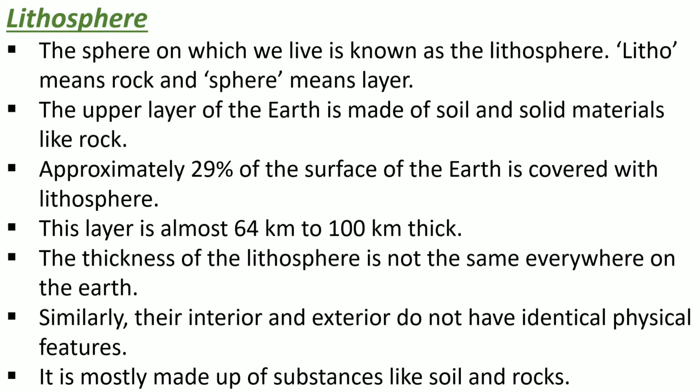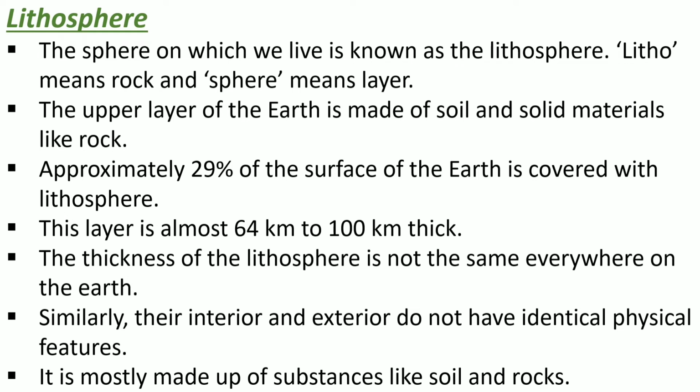Now moving towards the main part of the chapter, that is lithosphere, the first sphere of the earth. The sphere on which we actually live is known as lithosphere. Litho means rock and sphere means layer. The upper layer of the earth is made up of soil and solid materials like rocks. Approximately 29% of the surface of the earth is covered with lithosphere. This layer is almost 64 to 100 kilometers thick.